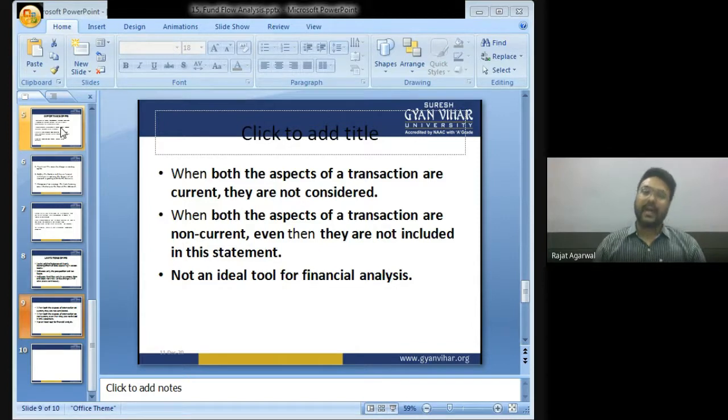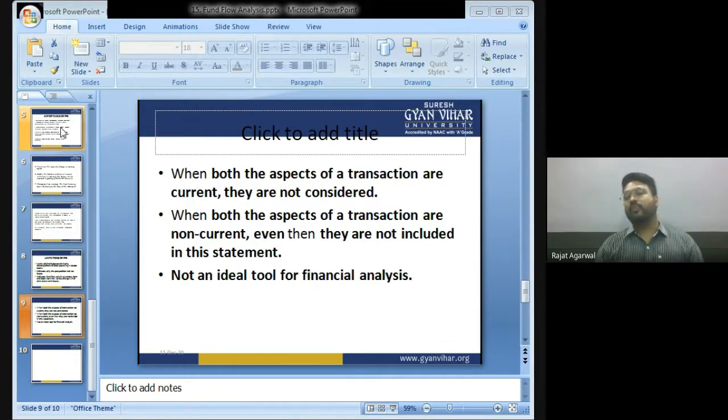When both aspects of a transaction are current, they are not considered. When both aspects of a transaction are non-current, then also they will not be included. It means that in the fund flow statement we consider only those transactions where both aspects are different: one is current and one is non-current.